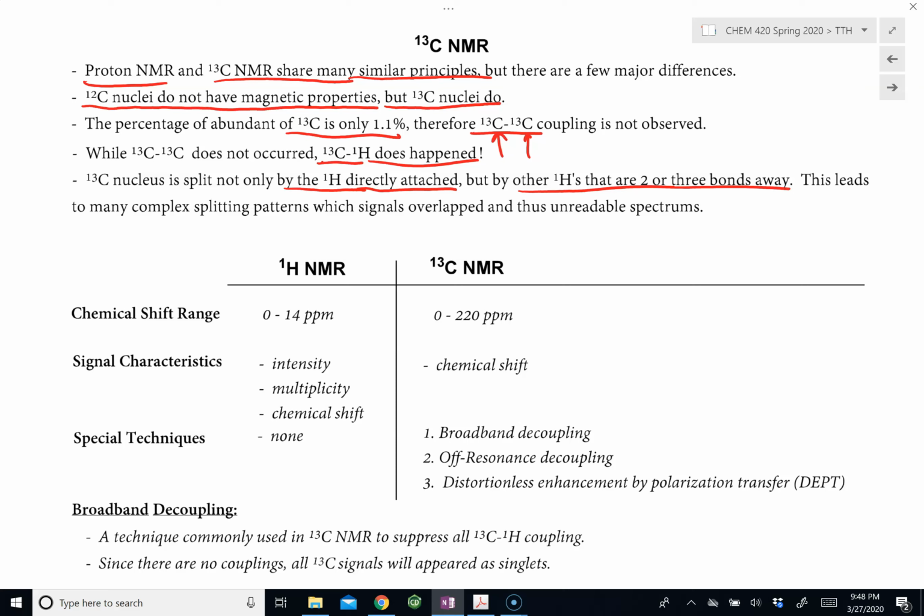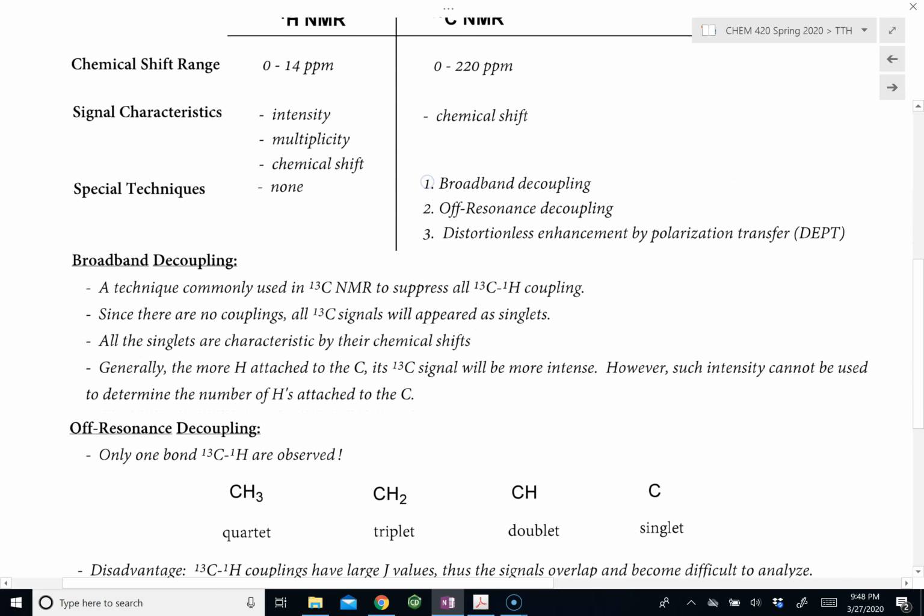In order to make carbon-13 NMR data and signals meaningful, we have to use some special techniques along with it. The three special techniques that we will discuss in this class are first, broadband decoupling, second, off-resonant decoupling, and third, distortionless enhancement by polarization transfer, or DEPT. These are the three basic techniques that we will go over in this lecture.